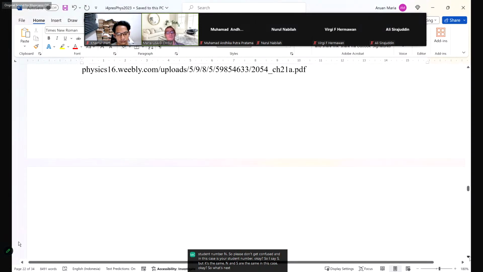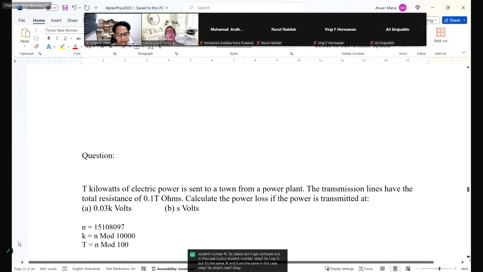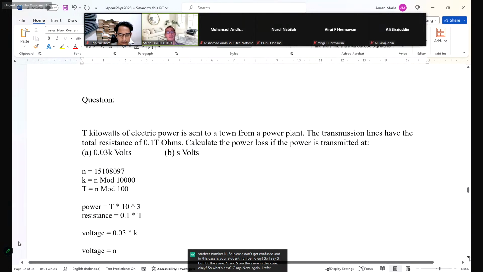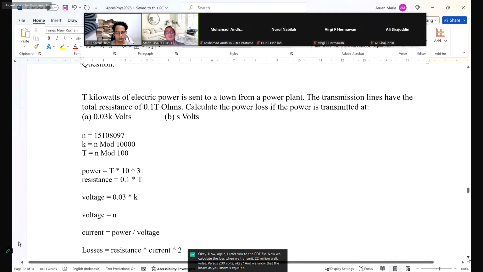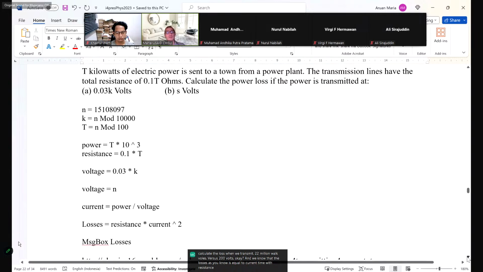So what's next? Okay, now again, I refer you to the PDF file. Now we calculate the loss when we transmit 22 million volts versus 200 volts, okay? And we know that the losses, as you know, is equal to current times resistance squared. Can you see that? Just like we discovered when we dealt with Kirchhoff's law about half an hour ago, okay?